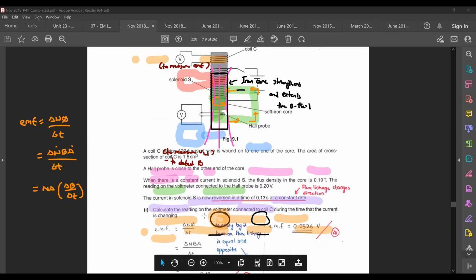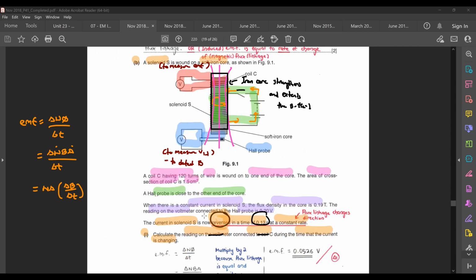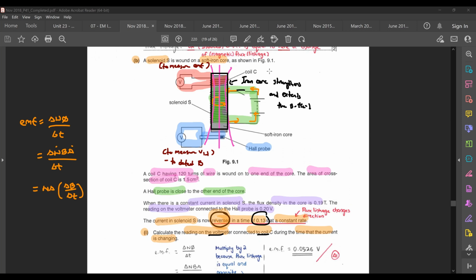For your case, they already did tell you that your flux density is 0.19 Tesla. You see here, they already told you that when there's a constant current in solenoid S, the flux density in the core is 0.19 Tesla. So you can imagine that right now, this magnetic field that you have here has a flux density of 0.19 Tesla. And maybe say, imagine that the direction is going downwards like this. This is the direction of the magnetic field with its magnitude.